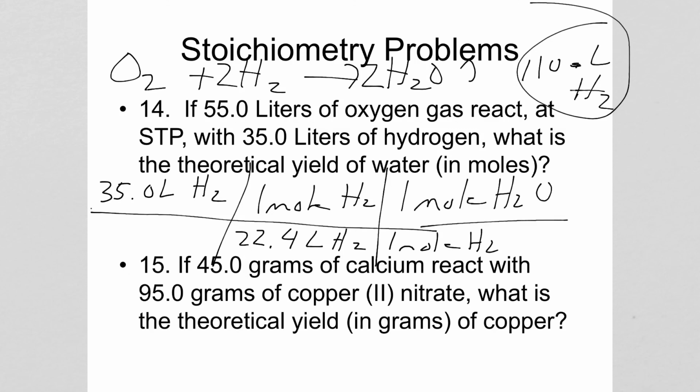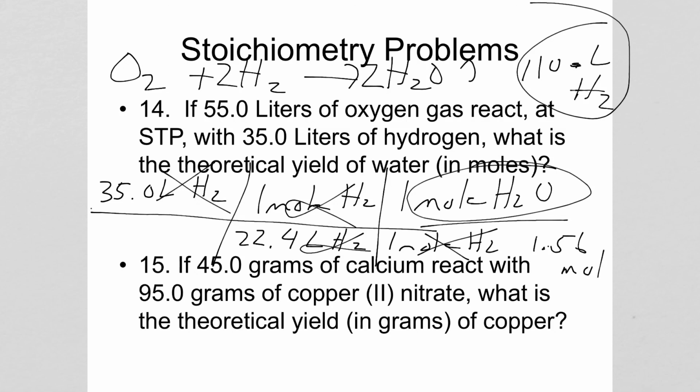We're looking in this case for moles of water. So this is as far as we need to go. We've now canceled out all our units except moles of water. We now multiply across the top, divide by the bottom, and we end up with a theoretical yield of water of 1.56 moles of water. And that's it for problem 14. One more problem to go, problem 15.